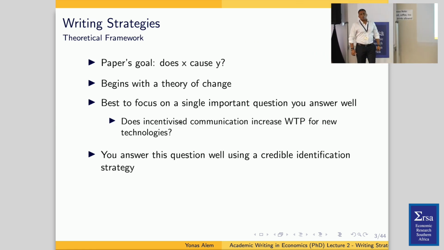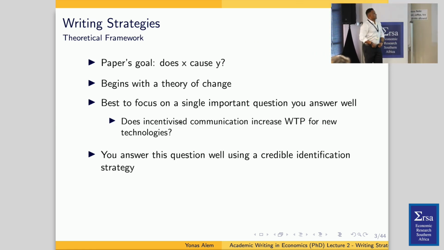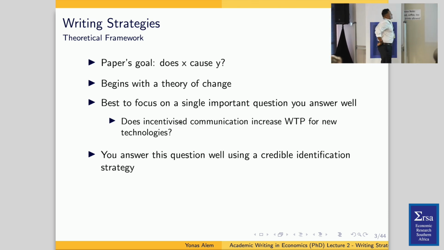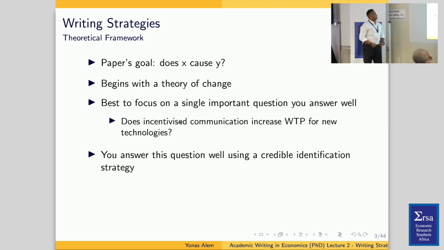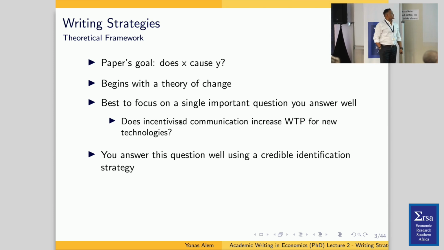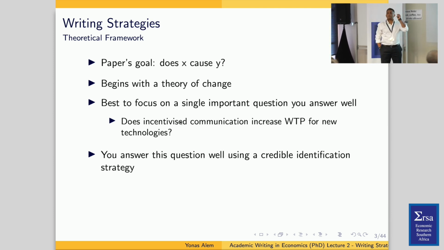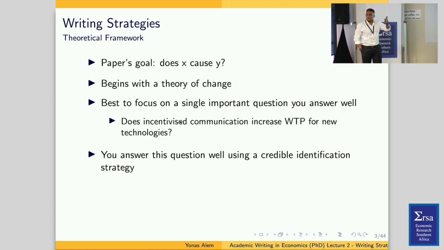So what is a theoretical framework? You can call it theory of change, or conceptual framework, many different names. The paper's goal is specifying: does X cause Y? Does providing credit to farmers increase agricultural productivity? Does providing subsidy for new energy appliances reduce charcoal consumption by enterprises, etc.? This is the cause and effect relationship that you want to identify. It begins with a theory of change.